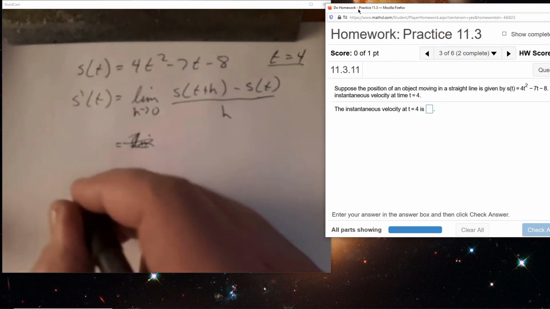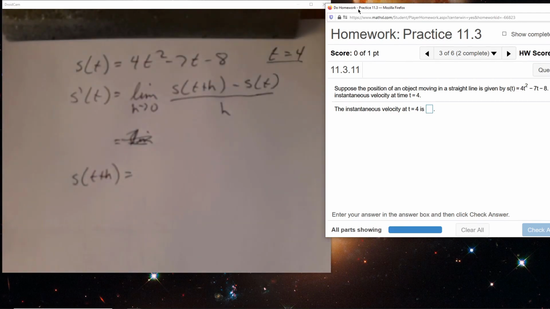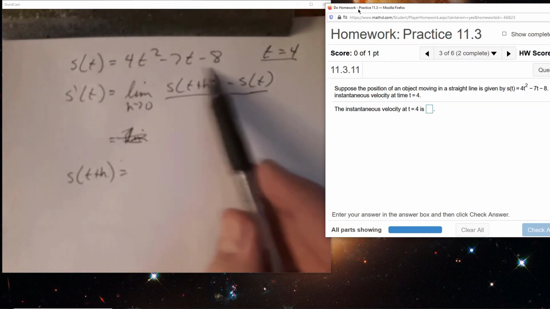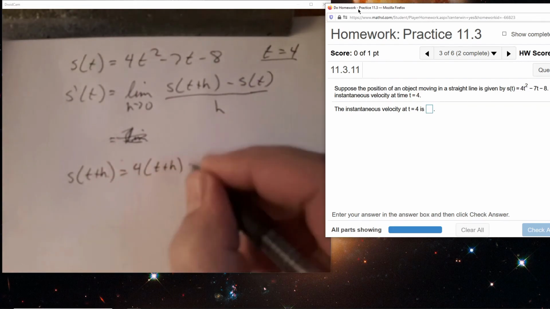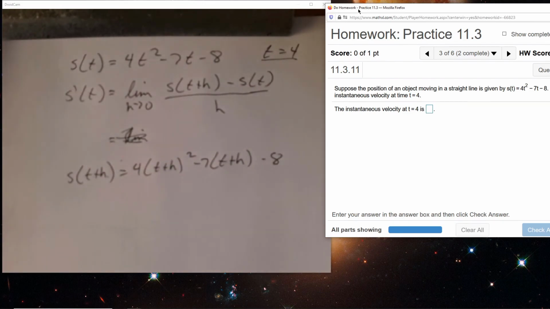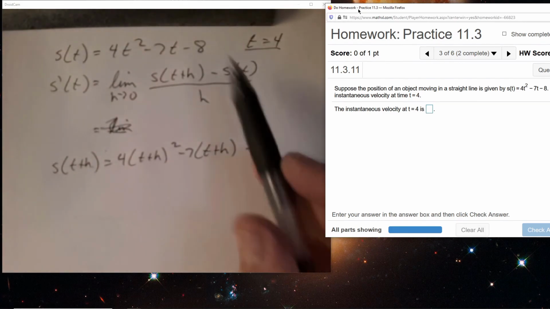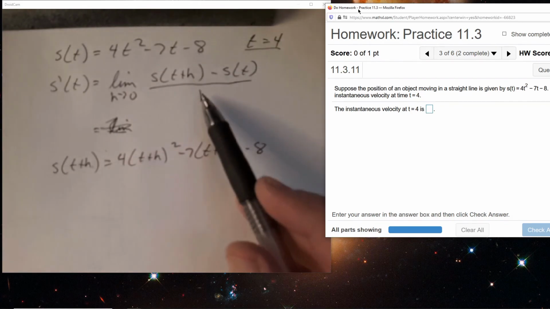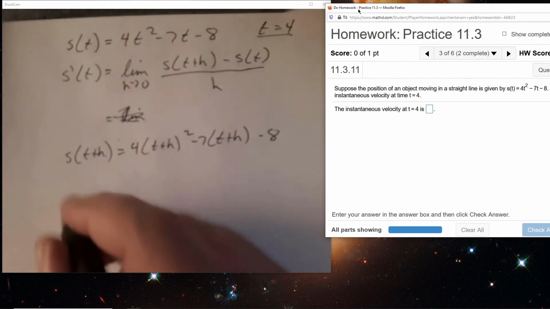Well, that means we need to figure out what is s of t plus h. Not 4 plus h, but t plus h. And that's no big deal. We're just going to plug t plus h into the original function. And then we need to figure out what is s of t. Well, that's already given to us. It's the original function. So we have all our information now to put into the limit. And that's what we'll do.